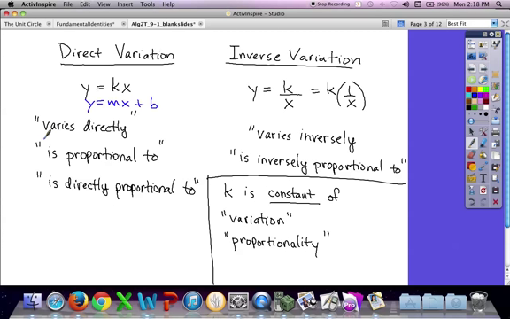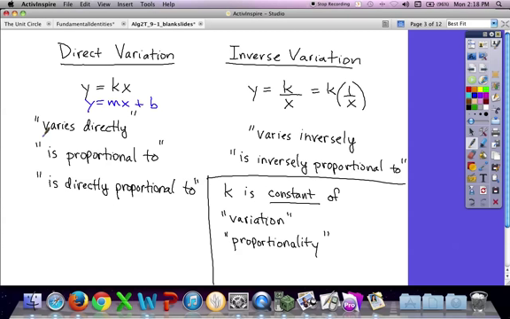But it's important for the SOLs and even on the SAT that they're probably not going to say varies directly. They're going to say is proportional to or is directly proportional to. They all mean the same thing. It means you're starting with y equals kx.